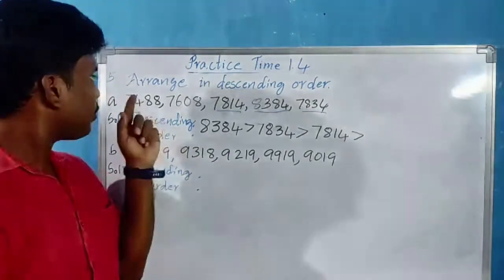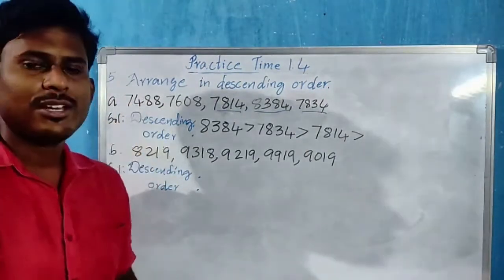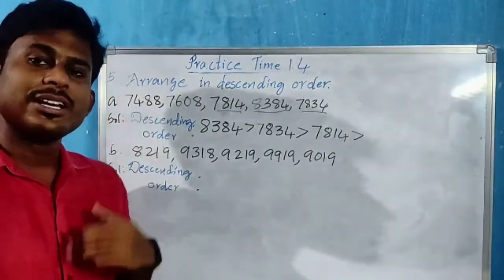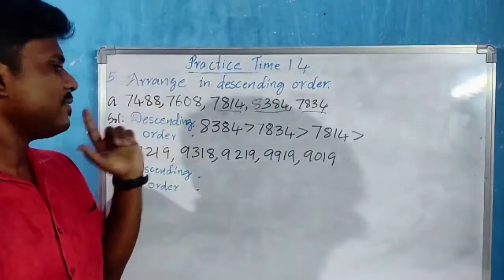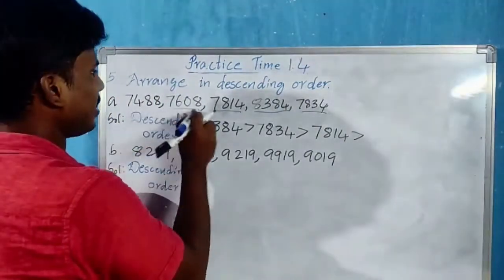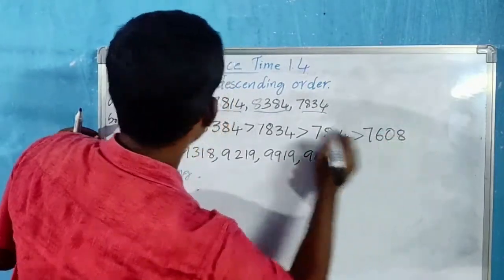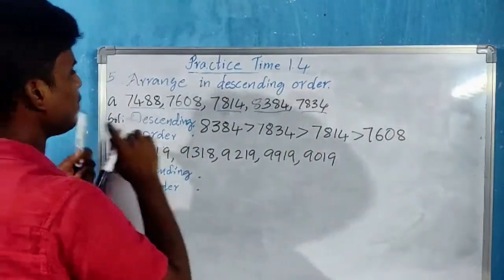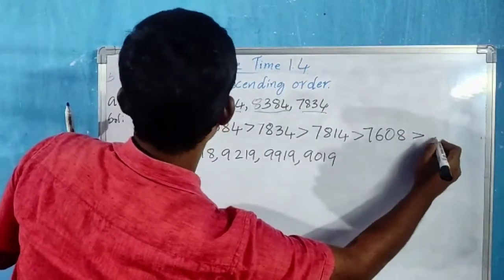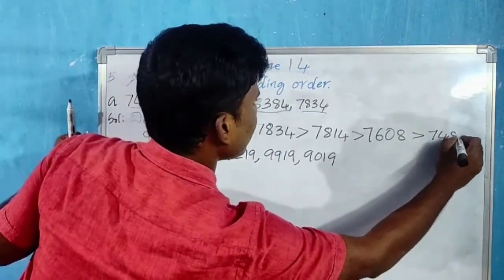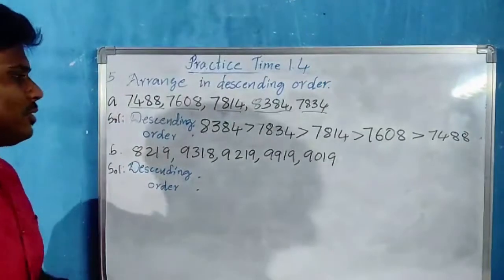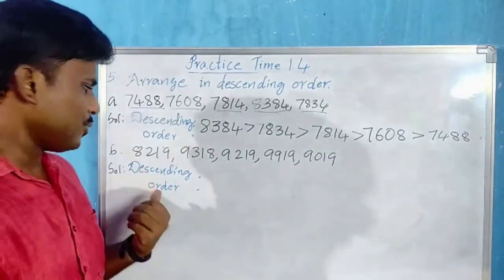In the hundreds place, we have 6 here, we have 4 here. So out of these two numbers, which is the greater number, this number will become the greater number. So let us underline this and write 7608. And last we are left with only one number, let us write that, is greater than 7488. Okay.